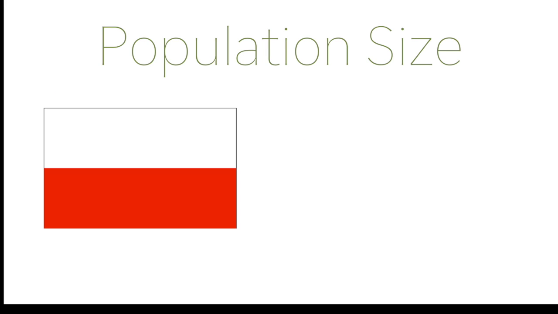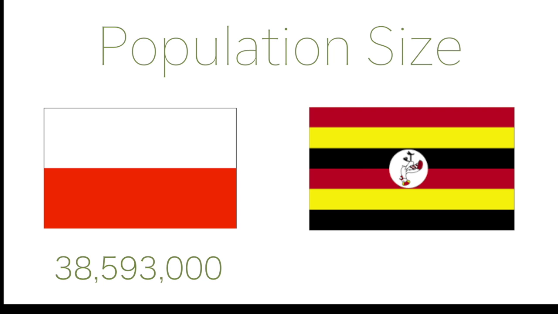Today, Poland has a population of 38,593,000, whereas Uganda has a slightly larger population of 40,322,000. But although the absolute number of people living in both countries are not too far apart, their population compositions are very different. Let's take a look at their population pyramids.